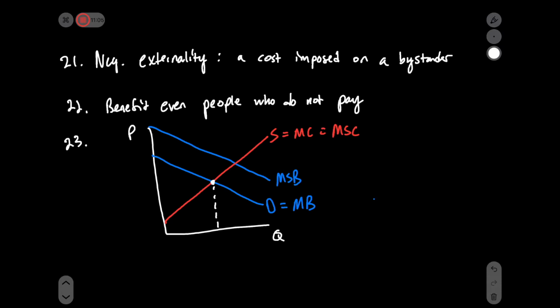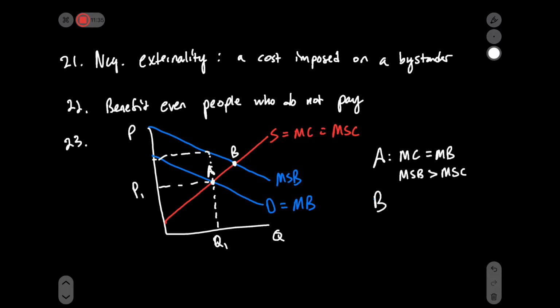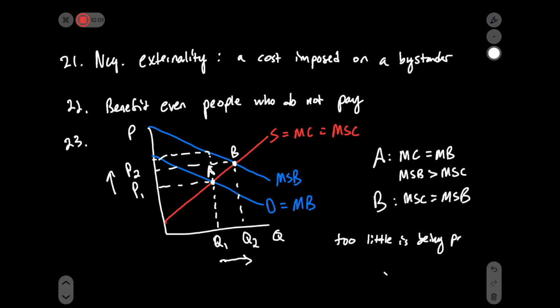Now, we are here in the unregulated outcome, P1 and Q1. So we've got some initial equilibrium here, a private market equilibrium, where MC equals MB. But unfortunately, at this point, marginal social benefit is greater than marginal social cost. Then at the socially efficient equilibrium, marginal social cost equals marginal social benefit. This is where we'd like to be at Q2 and P2. Okay, so what can we say? We would like to produce more of this, and the price should be higher. So too little is being produced at too low a price.